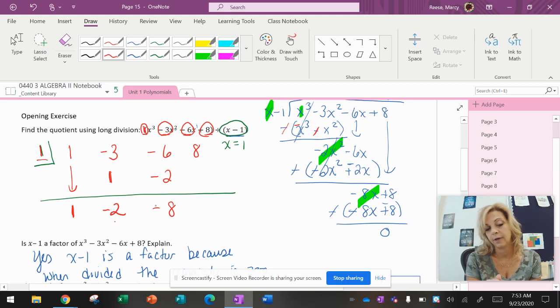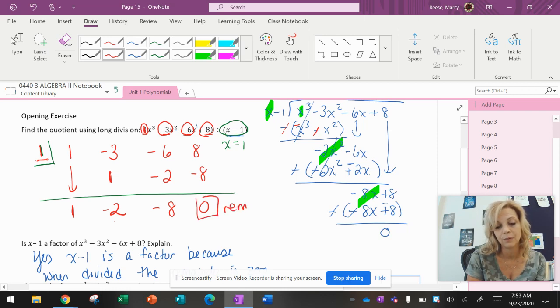And then I take that -8 and I multiply it with what's on the shelf again. So -8 and 1 is -8, okay? And then 8 and -8 is 0. So guess what? This is my remainder. All right, that's my remainder.